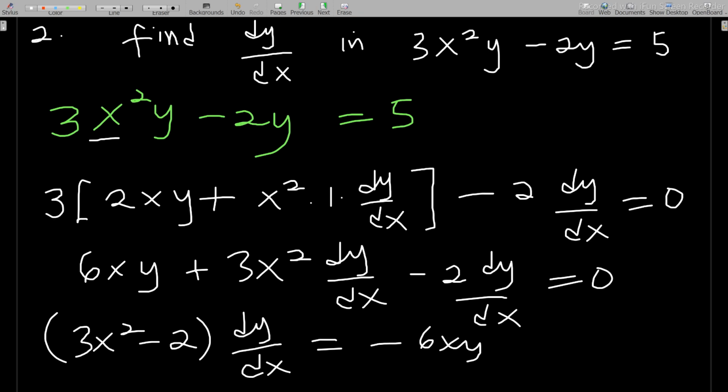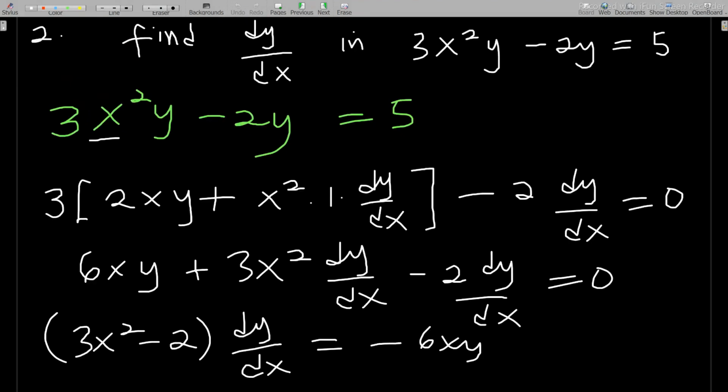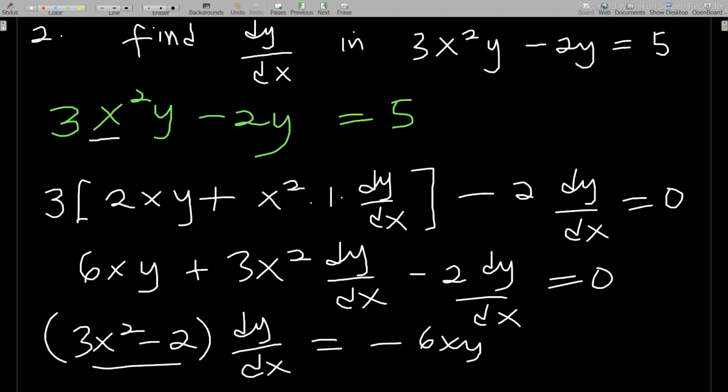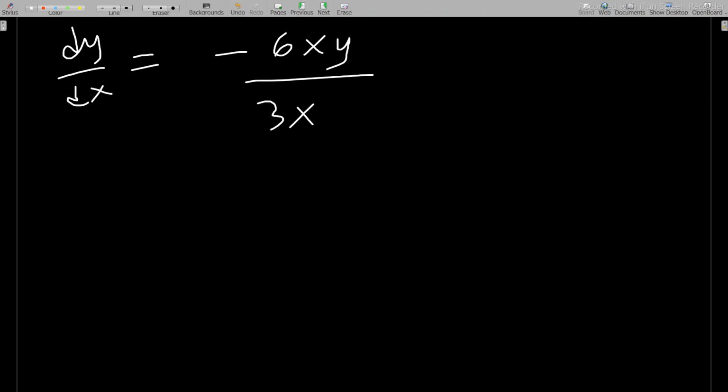So what I have to do is divide both sides by 3x² − 2. So dy/dx equals minus 6xy over 3x² − 2. You can keep it like this, or you can also rearrange it.